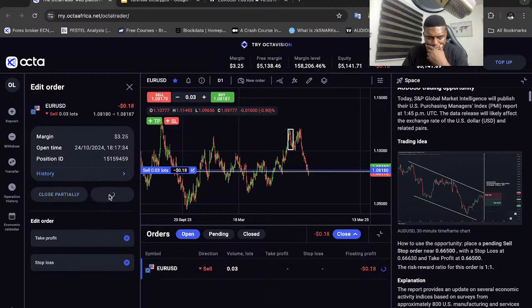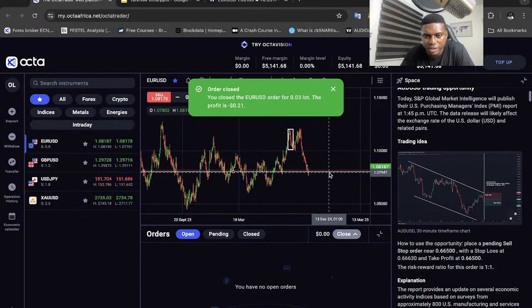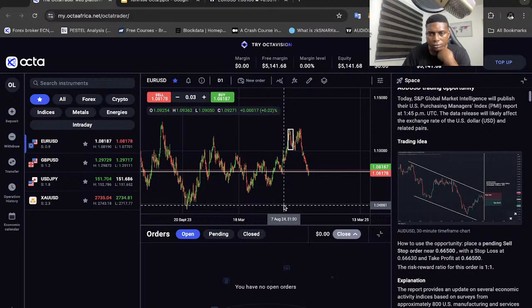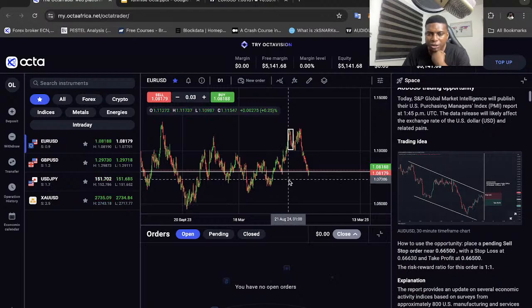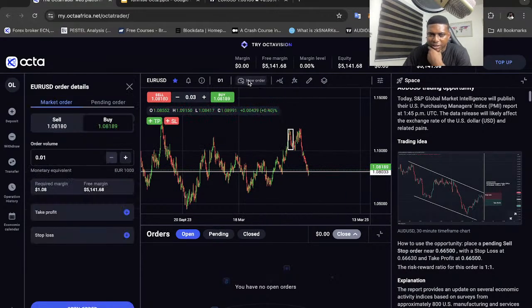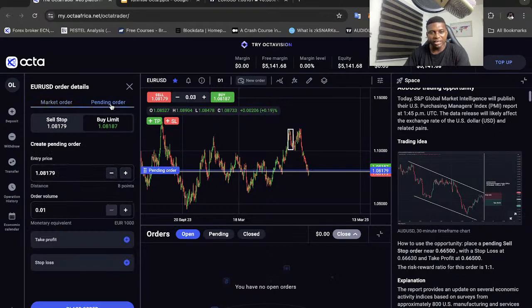So now let's close the position. Here we set our order, our sell order, because we don't want to enter the trade immediately. Here now, this is an option on our Octa trader. It says we can either place a market order or a pending order. So we want to place a pending order.